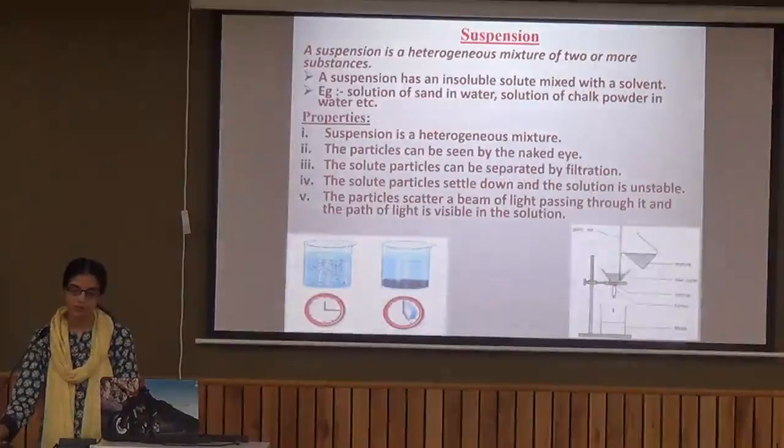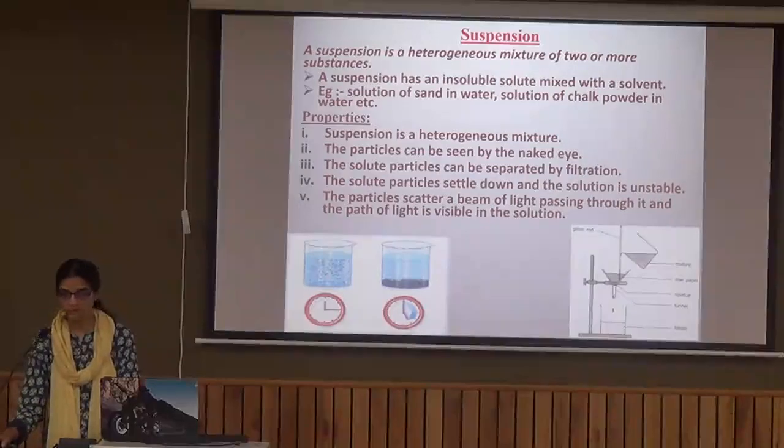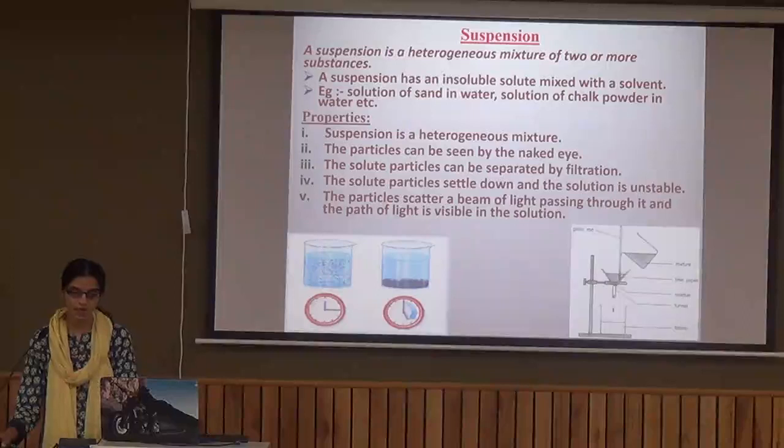Then comes suspension, which is actually a heterogeneous mixture of two or more substances. A suspension has an insoluble solute mixed in a solvent, so we can see the solute in the solution itself. Now the properties: heterogeneous nature, and particles big enough that they can be seen by the naked eye. If we compare solution, colloid and suspension, the particles of suspension will be the biggest, and the particles of a true solution will be the smallest. And the particles of colloid are midway between true solution and suspension.